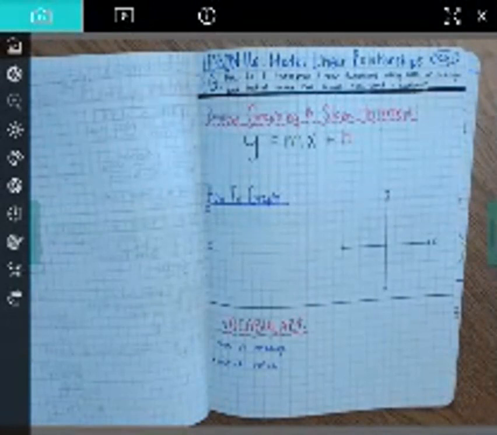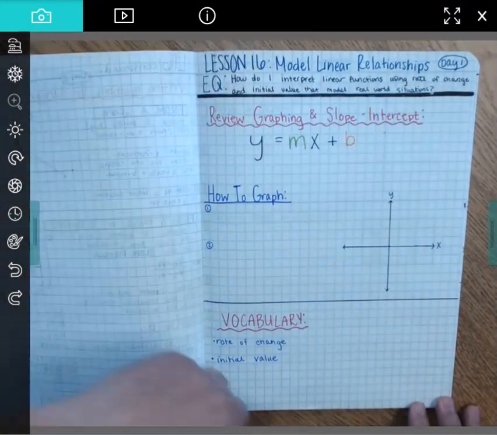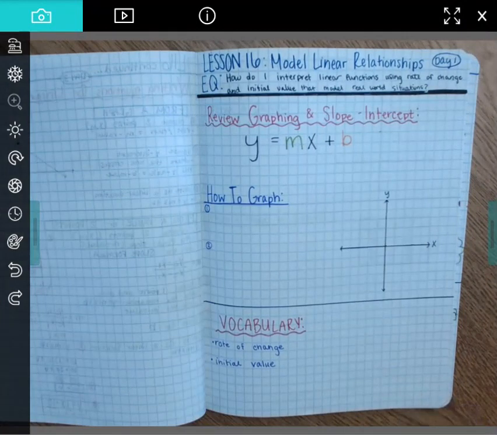Today we are doing Lesson 16, Modeling Linear Equations, Day 1 notes. Go ahead and pause the video right here so you can set up your page for notes. Once you have it all set up, go ahead and start following along.